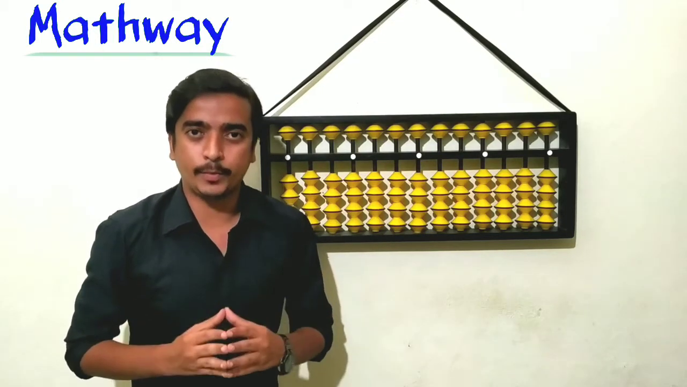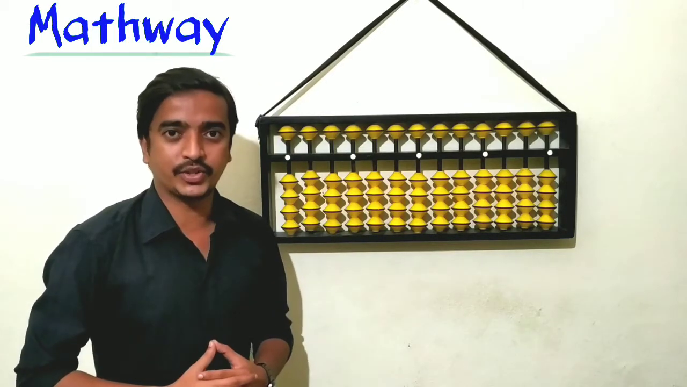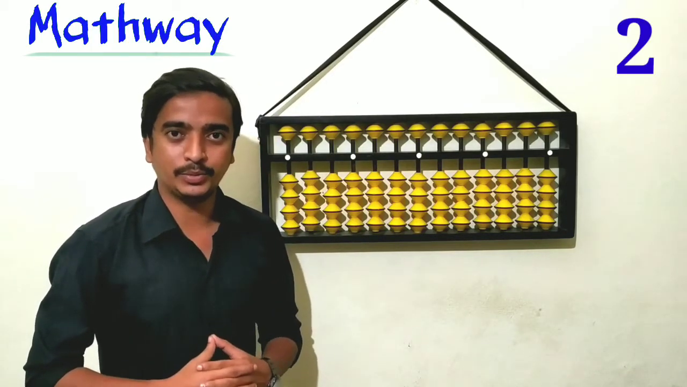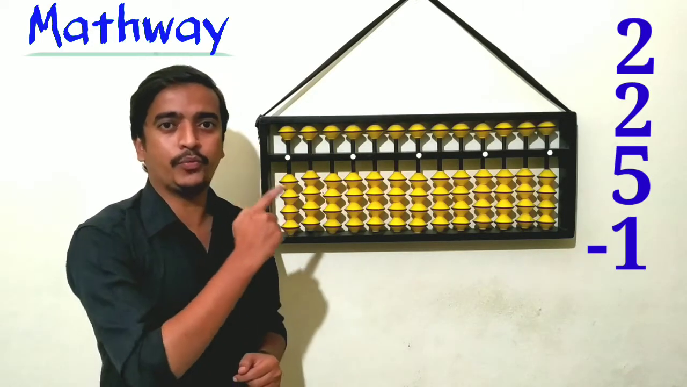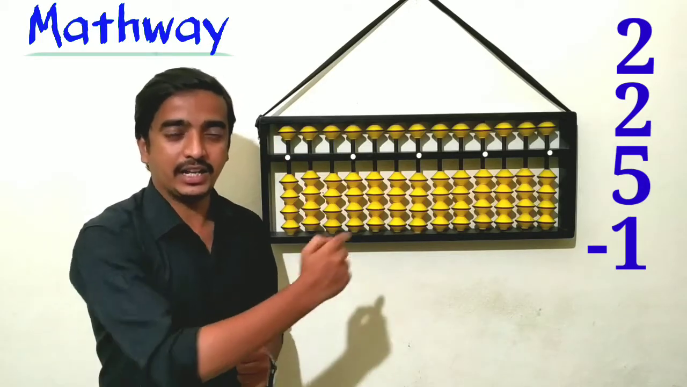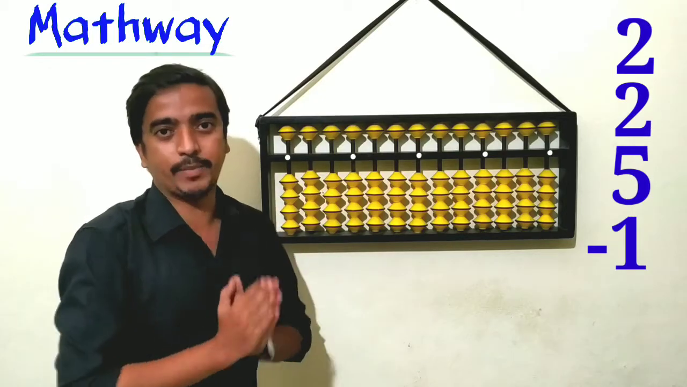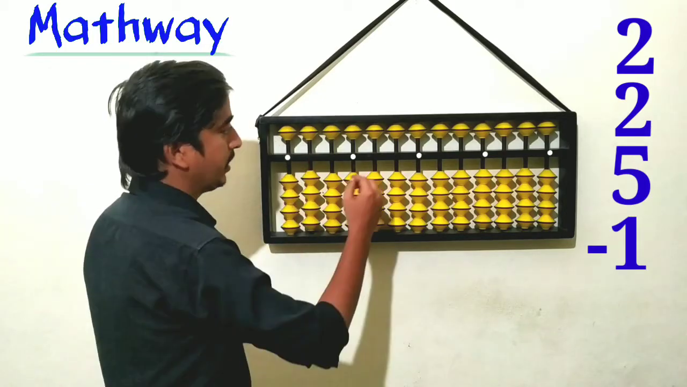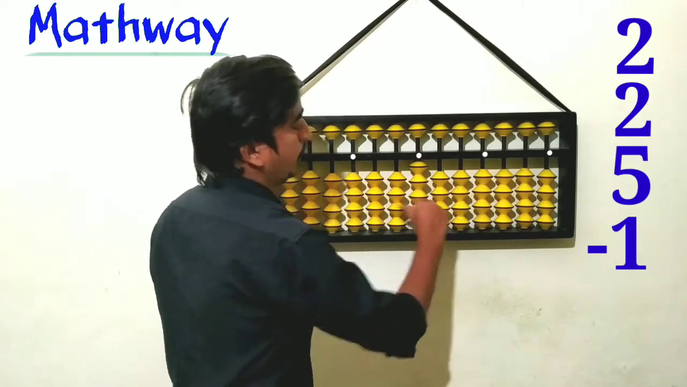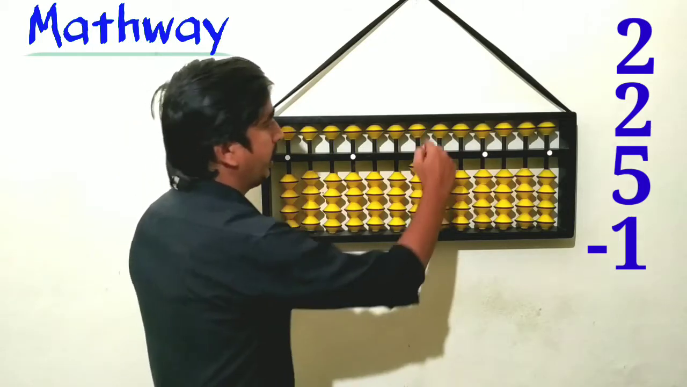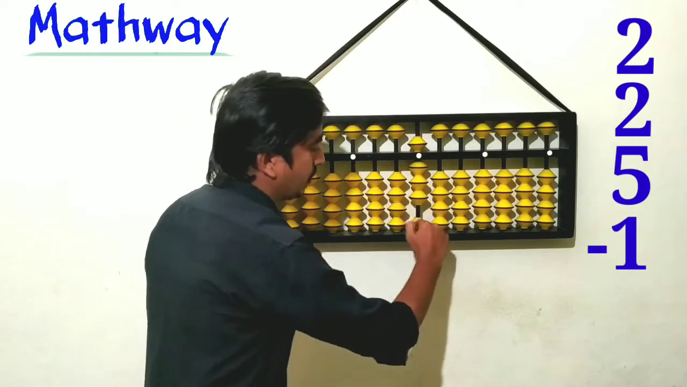Now let us do problems together with additions and also with subtractions. The first question is 2, 2, 5 minus 1. These three are additions and the last number is minus 1, so we have to do subtraction. Let us do this on the abacus. The first number is 2, so take 2 here. The second number is also 2. Take 2. The third number is 5, so take 5 here. And what is the last number? Minus 1. So take away 1 here.